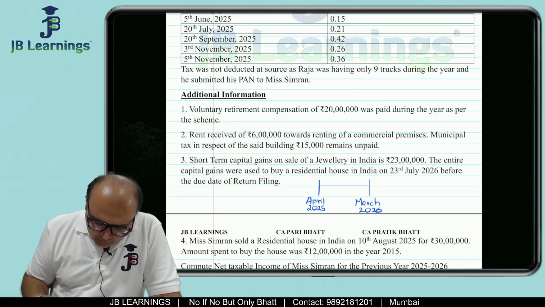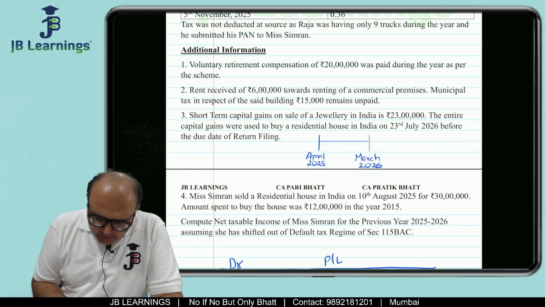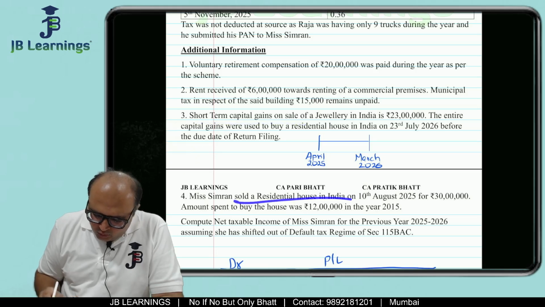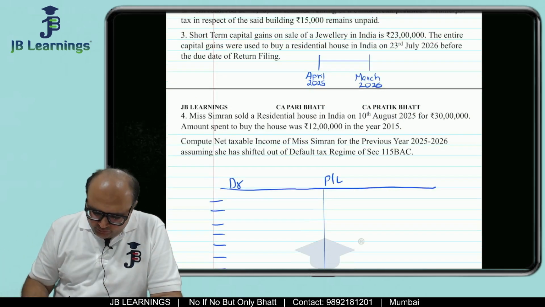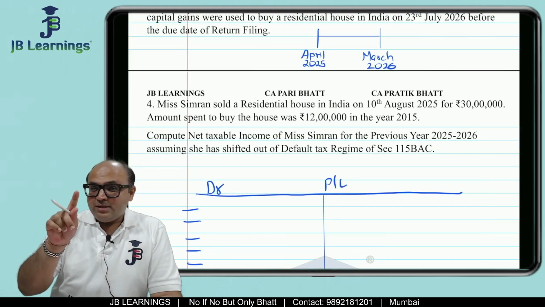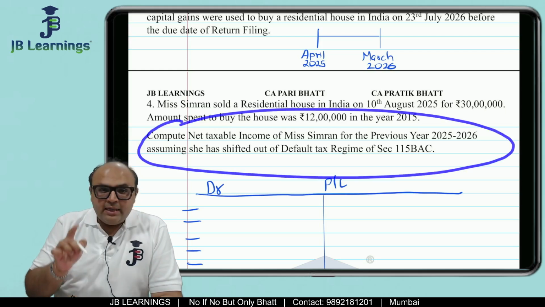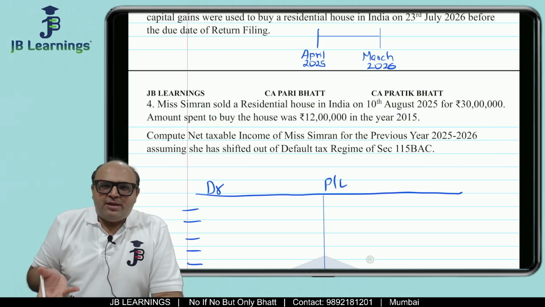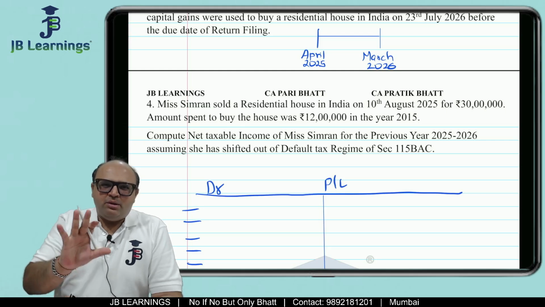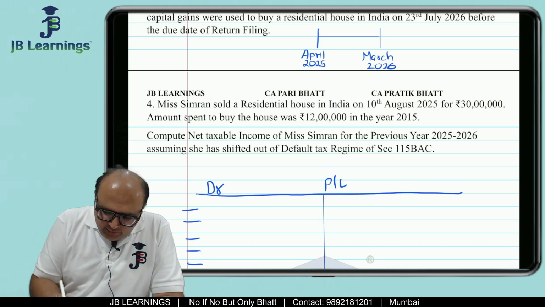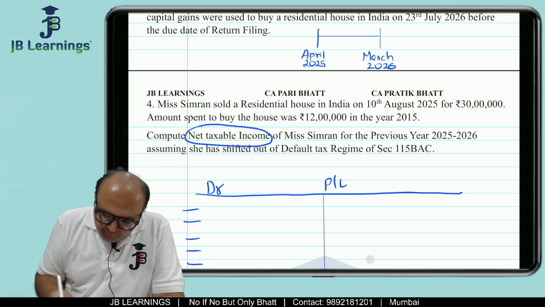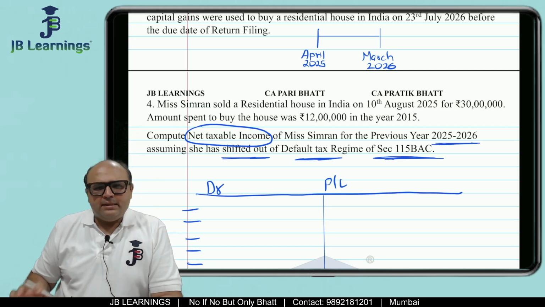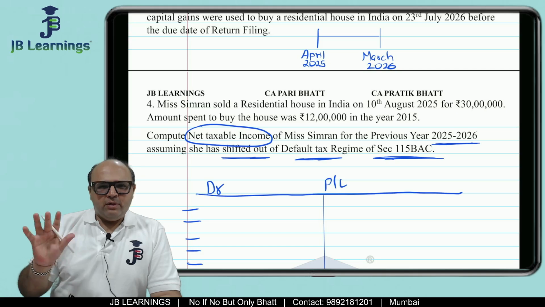Now, I will also see if they have given any additional information about depreciation. See, voluntary retirement, rent received, short-term capital gain, sold residential house. So, there is no additional information. Yeah, see, we forgot one thing in this question. We have not read the last line, which is my mistake also. You should not do that. I prepared this question, so I knew what we were supposed to compute, but still I should have read it. See what is given over here: compute net taxable income for the year 25-26, assuming shifted out of default tax regime. Okay, so we are supposed to solve only as per one method.